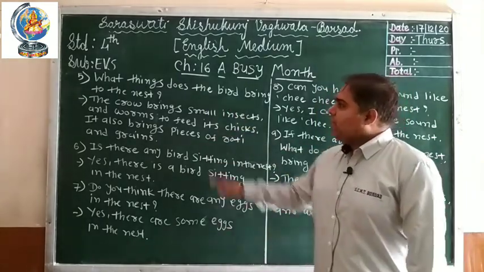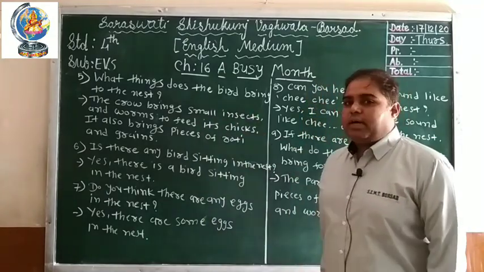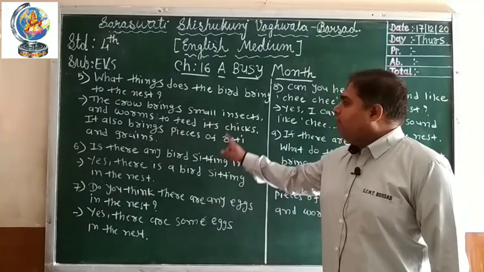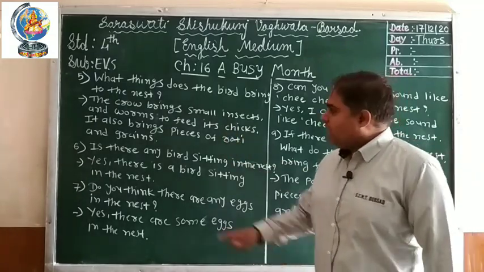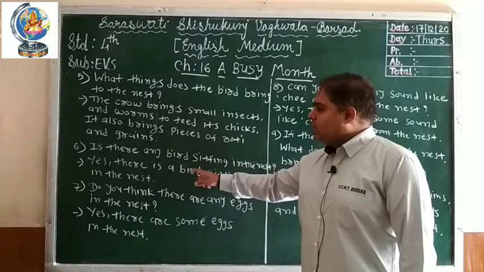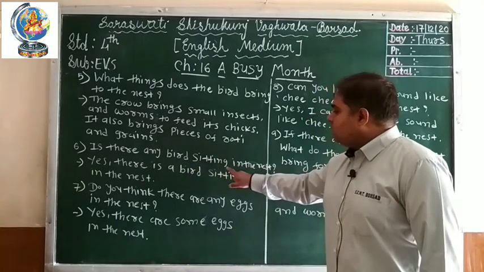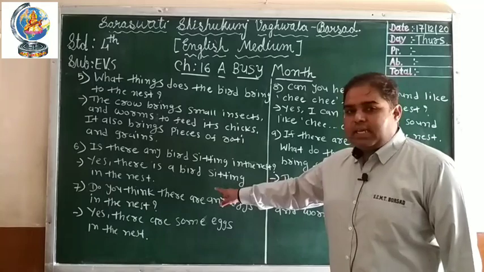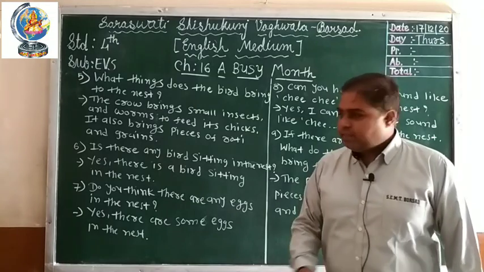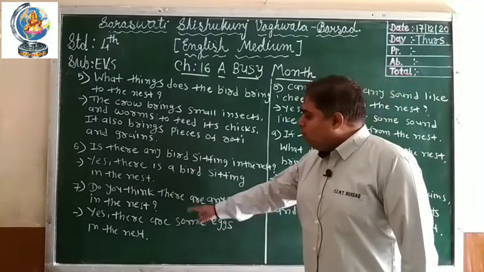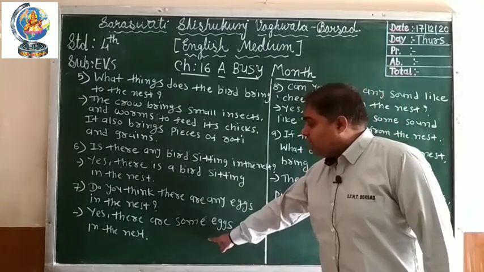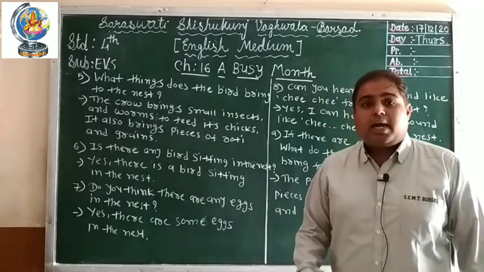First question is, what things do the birds bring to the nest? So the answer is, the crow brings small insects and worms to feed its chicks. It also brings pieces of roti and grains. Then the sixth question is, is there any bird sitting in the nest? So the answer is yes. There is a bird sitting in the nest. Then the seventh question is, do you think there are any eggs in the nest? So the answer is yes. There are some eggs in the nest.